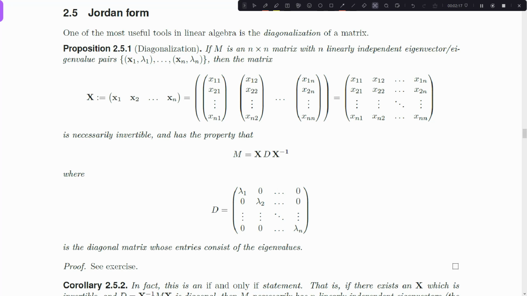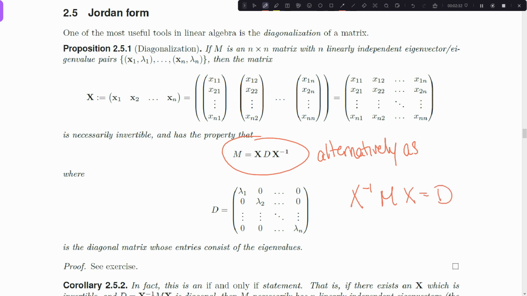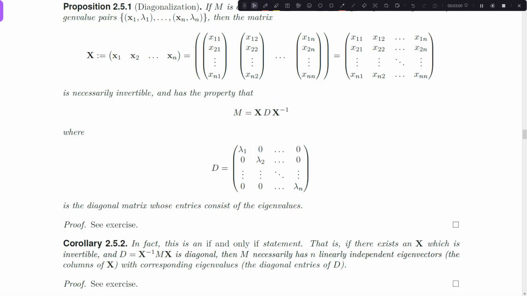And actually I could write this alternatively as X inverse M X is diagonal. This would basically be the diagonalization of M, and it diagonalizes into the eigenvalues. So I think that's covered in most linear algebra courses.